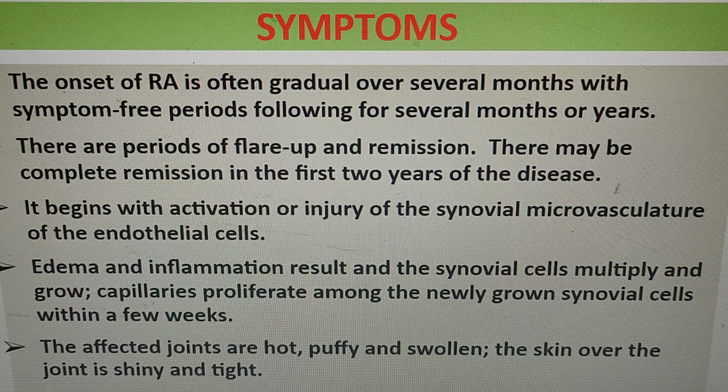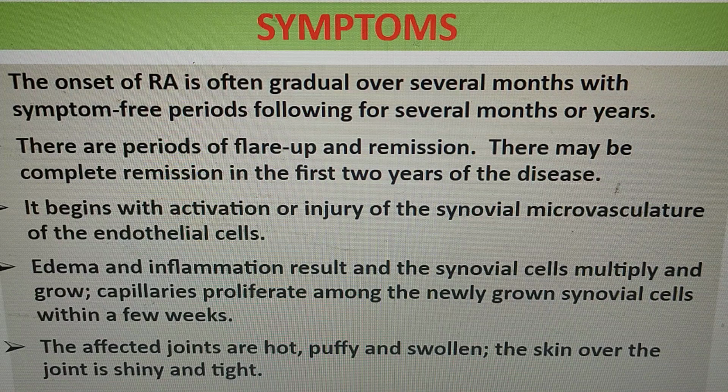Symptoms of RA. The onset of RA is often gradual over several months, with symptom-free periods following for several months or years. There are periods of flare-ups and remission. Okay, there may be complete remission in the first 2 years of the disease. It begins with activation or injury of the synovial microvasculature of the endothelial cells. Okay, so edema or swelling and inflammation result, and the synovial cells multiply and grow.